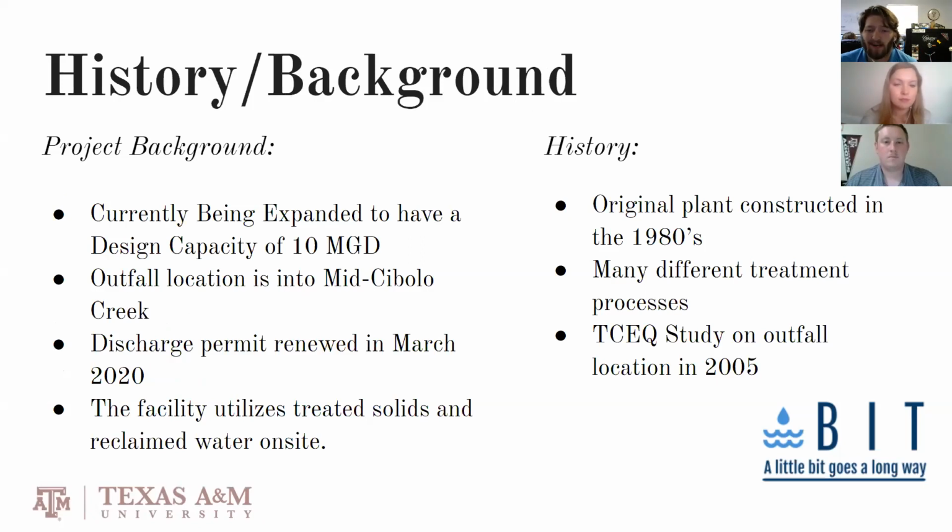This plant was originally made in the 1980s. It's gone through many different treatment processes. TCEQ did a study on the outfall location in 2005. As of right now, it's currently being expanded to 10 million gallons a day. The outfall location of this plant is in Mississippi Creek in Church, Texas. And the discharge permit for this plant was recently renewed in March of 2020. The facility right now utilizes treated solids and reclaimed water on site.